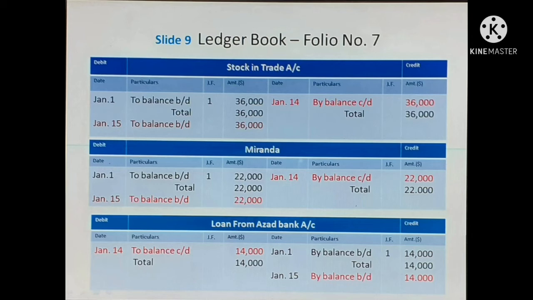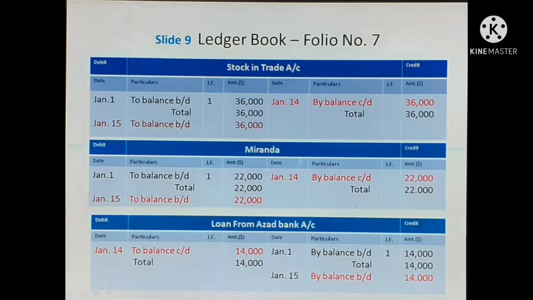Now Miranda is a personal account. At the beginning, there was $22,000 due from Miranda. So balance brought down in deficit to balance brought down 22,000. Only that. During this period, there was no transaction with Miranda. So on closing, that is on January 14, the same balance, by balance brought down 22,000, and it is brought down on January 15 to balance brought down 22,000. Miranda is our debtor. He owes money to the firm.